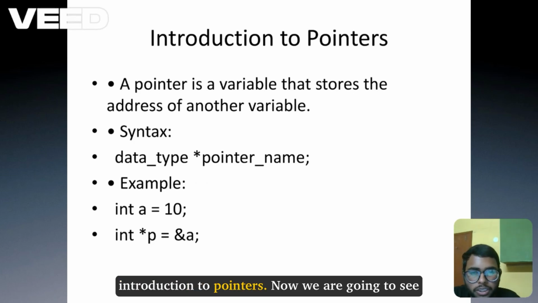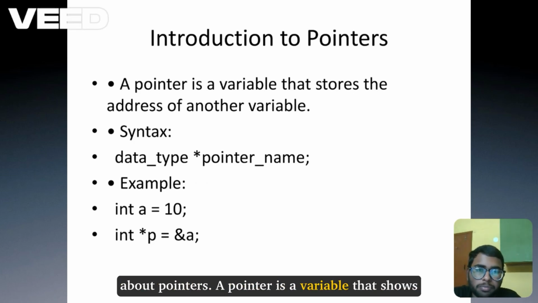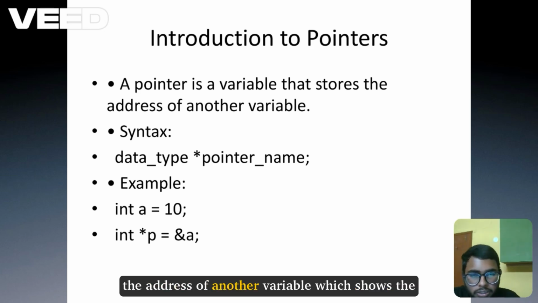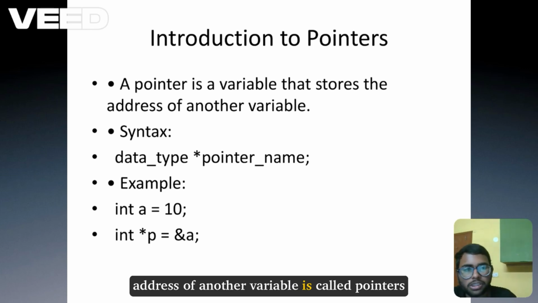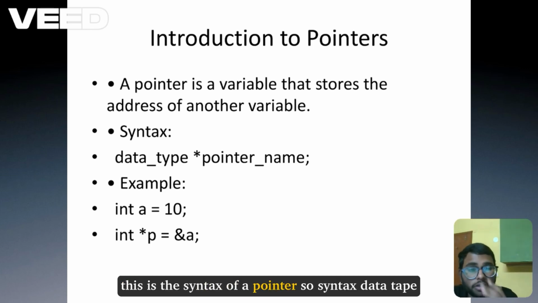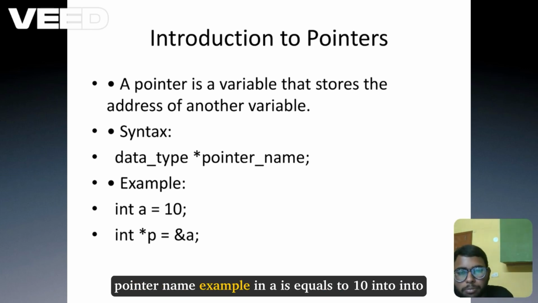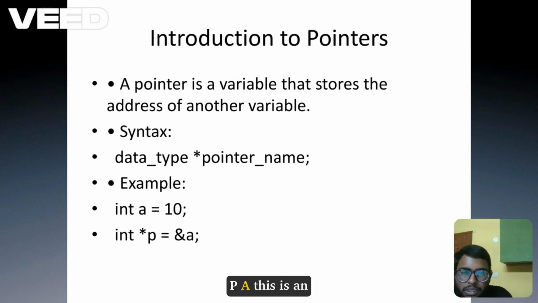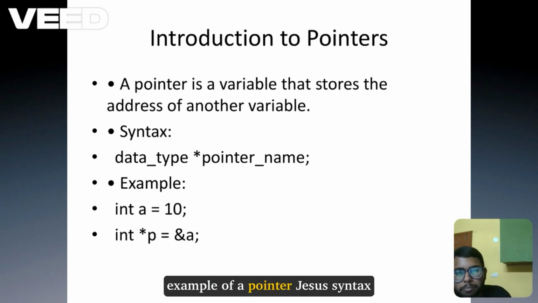Introduction to pointers. Now we are going to see pointers. A pointer is a variable that stores the address of another variable. The one that stores the address of another variable is called a pointer. This is the syntax of a pointer: data type *pointer name. For example, int a = 10; int *p = &a. This is an example of a pointer.